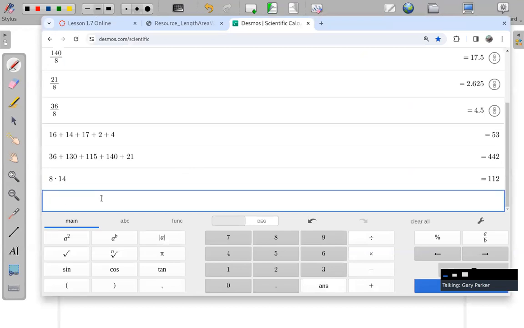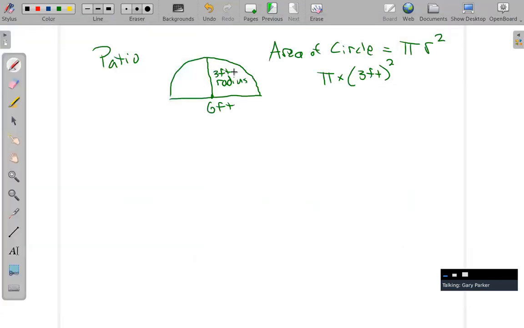So I want to take pi times 3 raised to the second power. So that gives me about 28.2743. Let's hang on to a few decimal places. So that's approximately 28.2743-ish, and that's feet times feet, or feet squared, or square feet, whatever you want to call it. So that's the area. We want the volume.